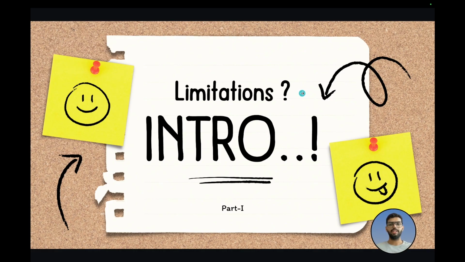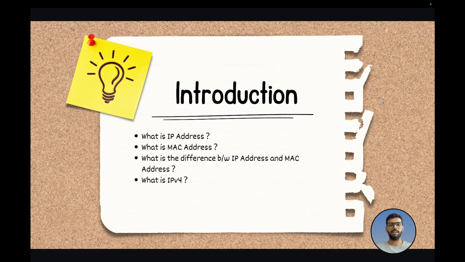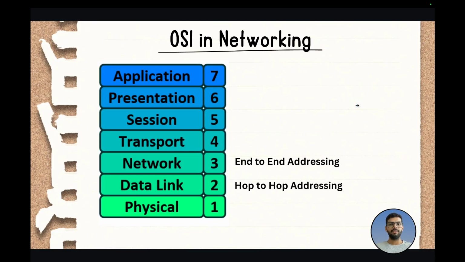We'll first of all see what limitations we have, and for that we need a little bit of background. For the introduction part we will cover these concepts at a very basic level, without deep diving into them, we'll just go through them. We must understand what an IP address is, what a MAC address is, what the difference between these two is, and what IPv4 is. So we'll start with the very basic concept, which is OSI networking.